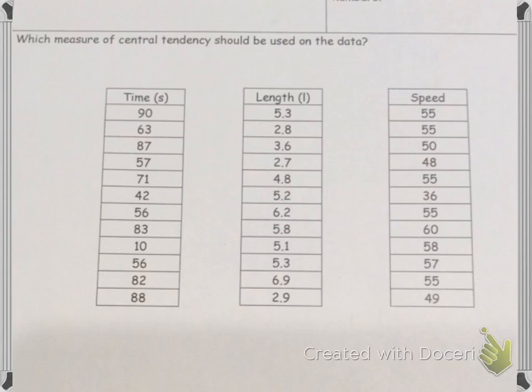Okay, so looking at this right here, are you seeing any outliers? We start with 10, and then we don't have another number close to that until you're up to 40. I might call 10 an outlier. So we would definitely want to use the median here.